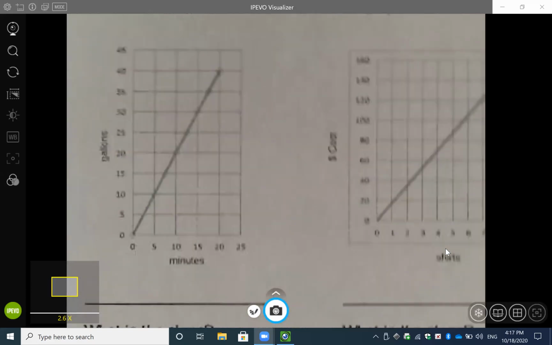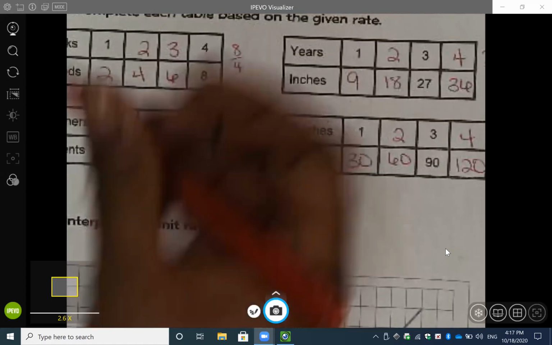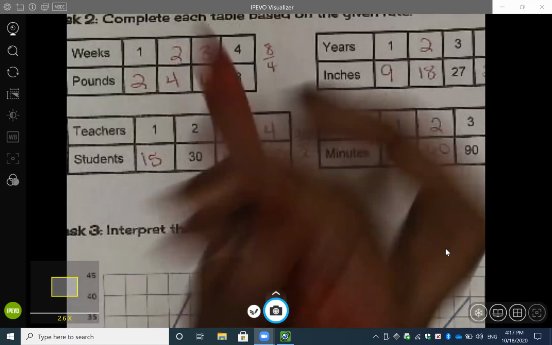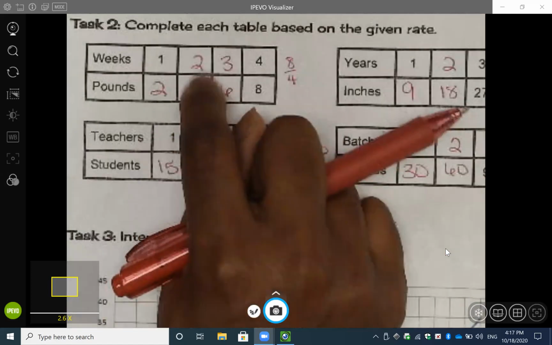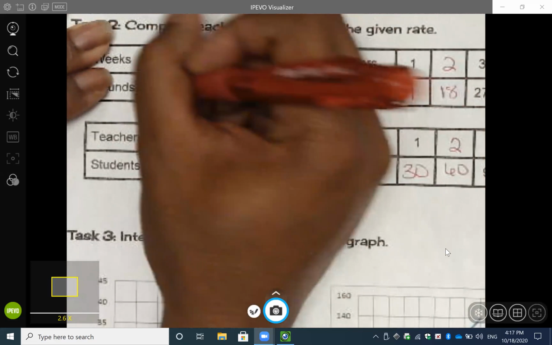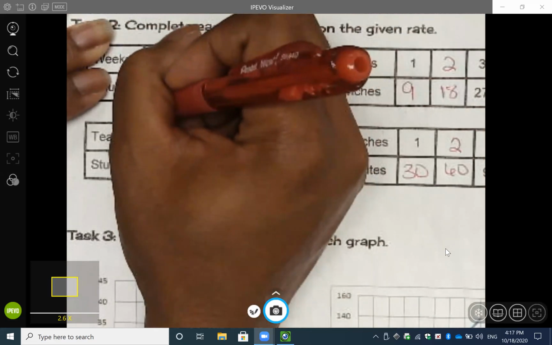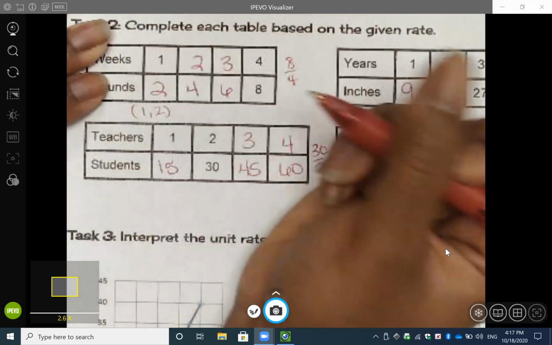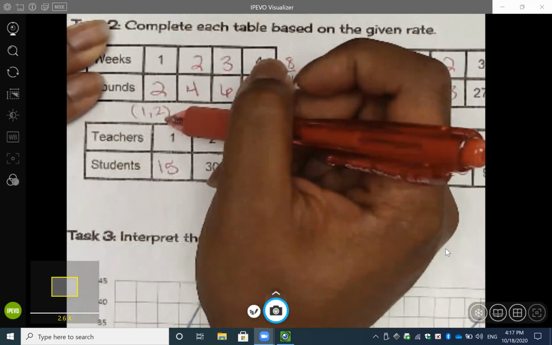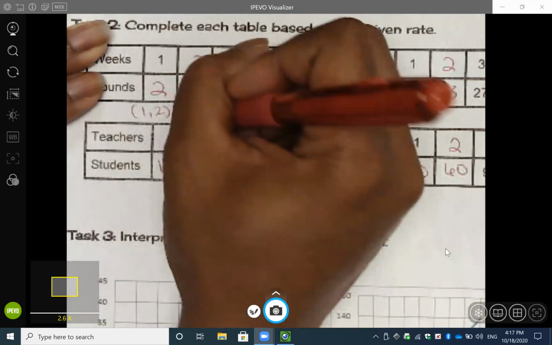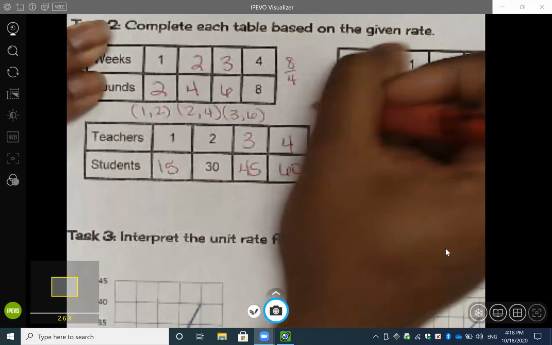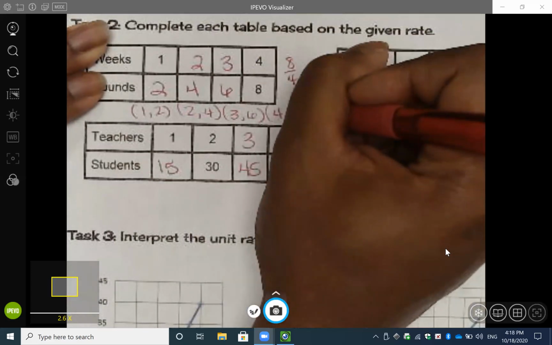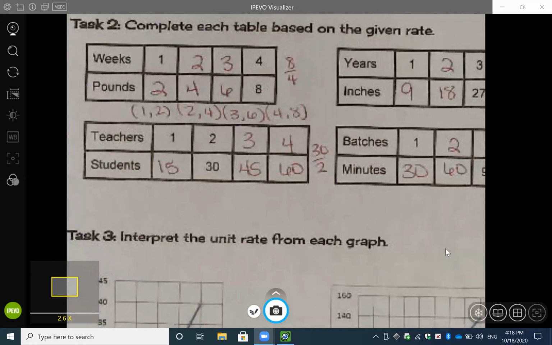Lastly, we have our graphs. So literally, please remember that these tables are just ordered pairs on a graph. So if you were to graph this out, you literally would go to 1, 2, over to 1, up to 2, put a point, over to 2, up to 4, put a point, over to 3, up to 6, put a point, over to 4, up to 8, put a point, and that would be your graph.